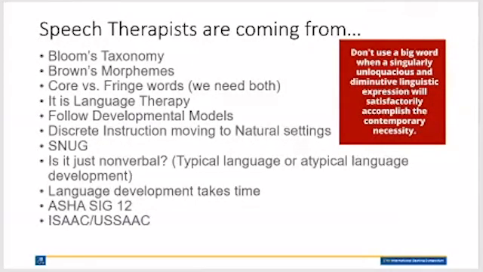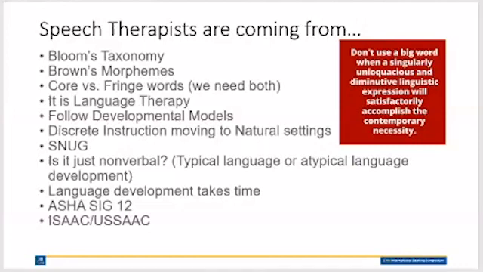So as speech therapists, we're coming from a very specific place. We go through all those years of school, as you do for your discipline. But the things that we're taking into account when we're deciding on what language system or what hardware we're going to pick from, we're looking at Bloom's taxonomy, how well individuals understand the world around them; Brown's morphemes, the parts of language that are needed in order to speak at an adult level; core versus fringe. If you haven't heard those words, I'm shocked, but it's the words that we use the most, which are the core, versus the words that we use 20% of the time, the fringe.